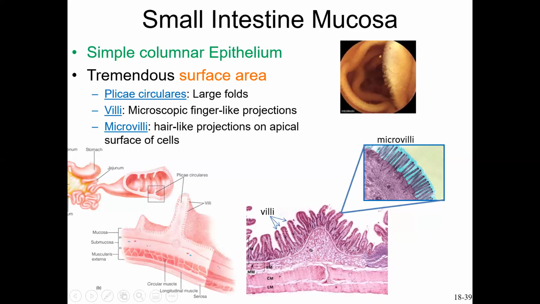I did want to mention that microvilli are micro, very, very small. They're on the little surface of the cells. So structures like these would be villi, not microvilli. Microvilli are microscopic.